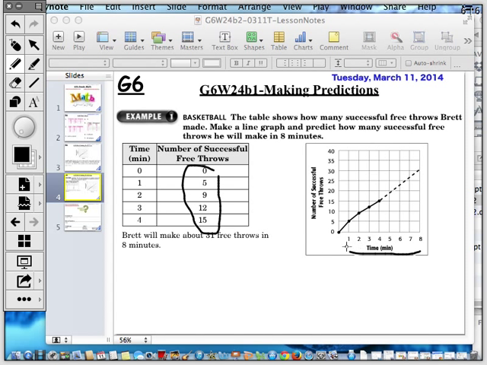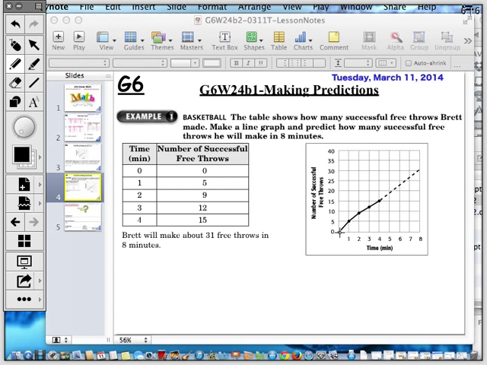So here you can see in 1 minute, he made 5 successful free throws, right there. Okay, 2 minutes, he made 9. So they put the dot right underneath the 10. Okay, so you plot all the dots, all the free throws, and then based on the plotting, what you can do is make a prediction.